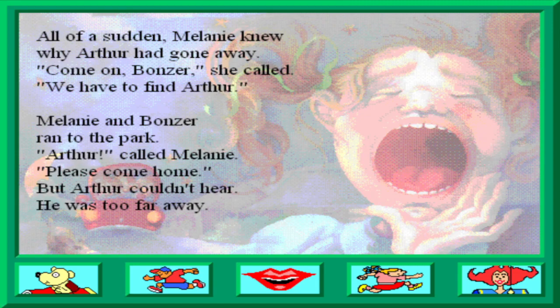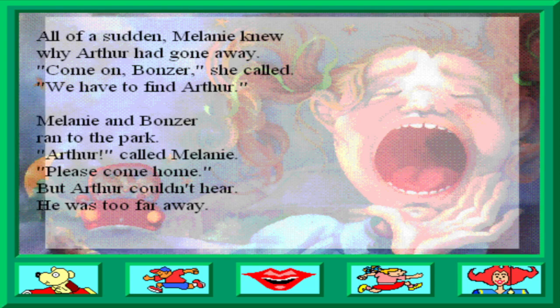All of a sudden, Melanie knew why Arthur had gone away. "Come on, Bonzer," she called. "We have to find Arthur." Melanie and Bonzer ran to the park. "Arthur," called Melanie, "please come home." But Arthur couldn't hear. He was too far away.